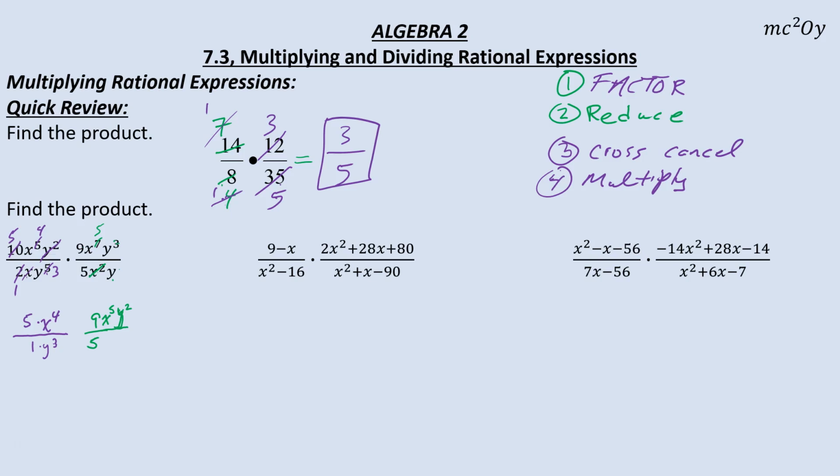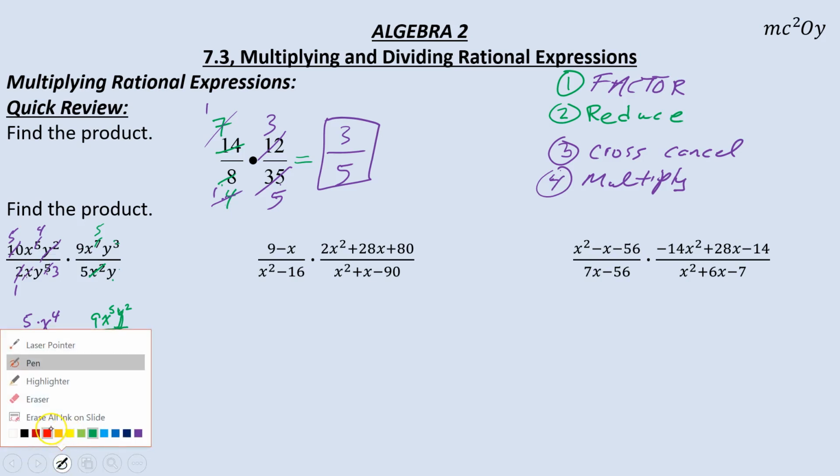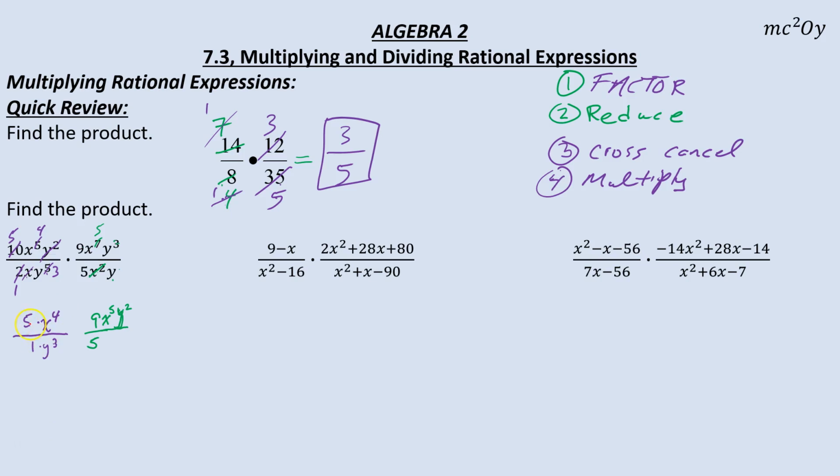Okay, and then now that I've reduced both, I'll look at cross-canceling. Well, 5 and 5, those cancel. x to the 4th, well, nothing. y cubed and y squared. Well, I have 2 here and 3 here. I have 1 more down here. So this is going to become y to the 1st, and this just cancels. And nothing else I can do there.